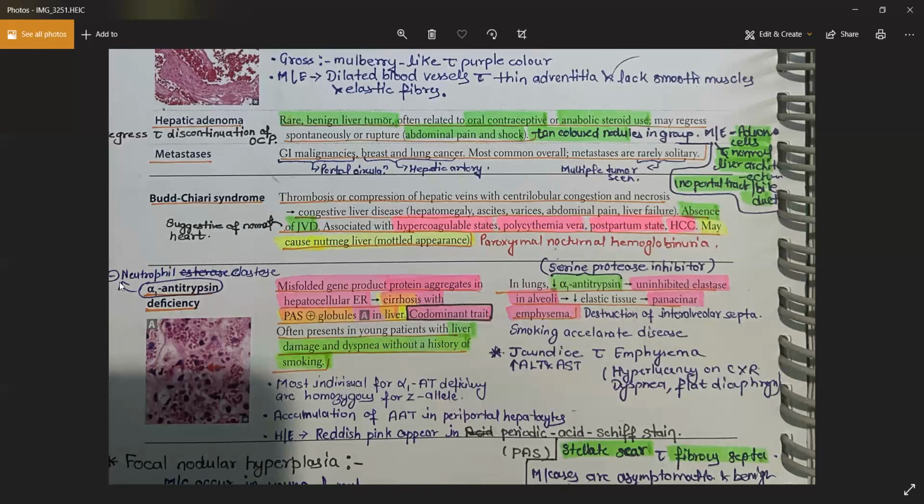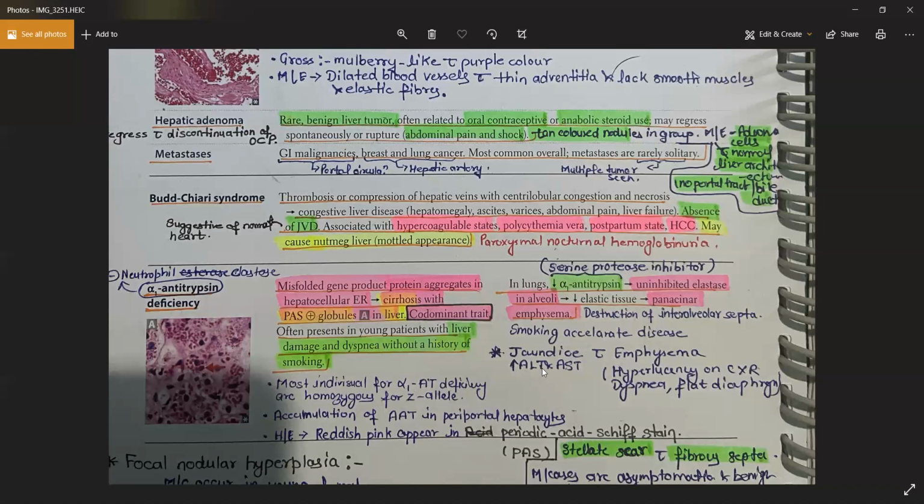Is that okay? Yes, I have one question. Since alpha-1 antitrypsin deficiency can also cause cirrhosis, can this cirrhosis also lead to hepatocellular cancer? Yeah, of course. Okay, thank you. Any kind of cirrhosis can lead to HCC.